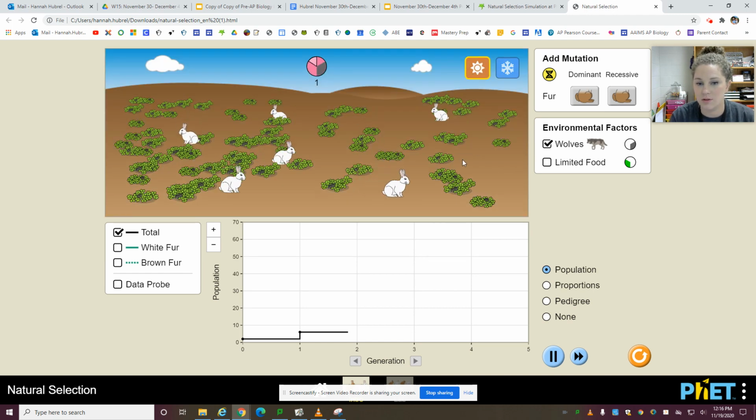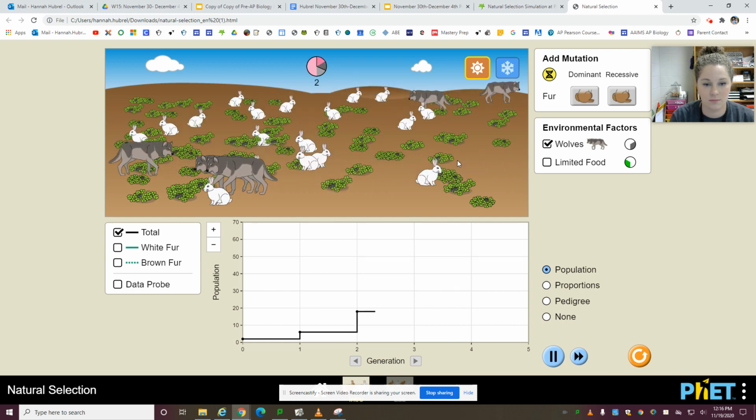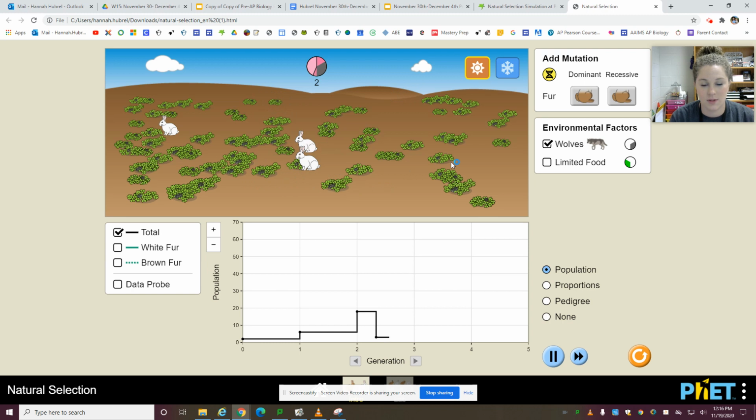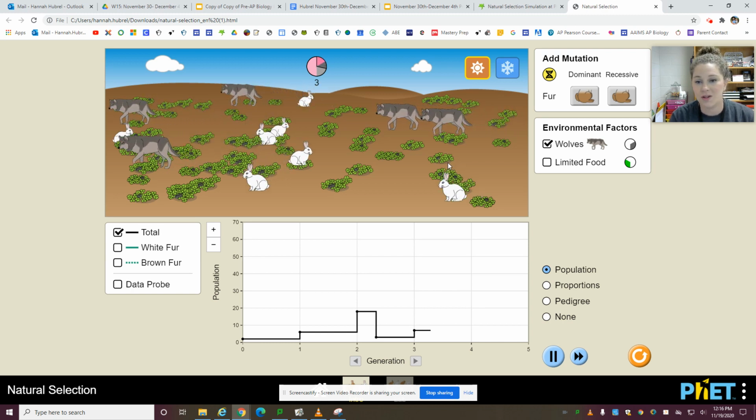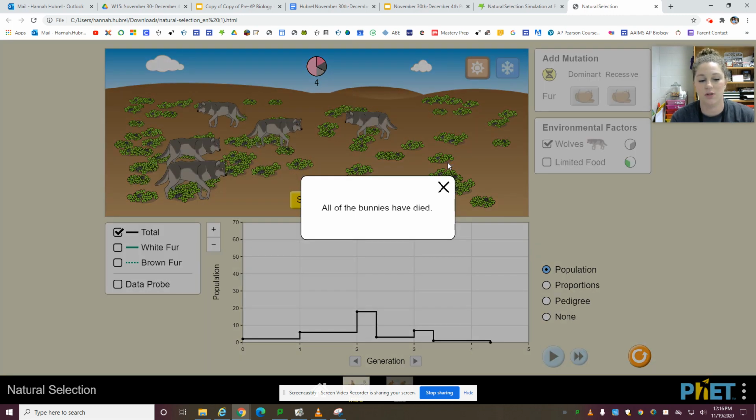Let's add wolves. They ate all of them because they didn't blend in. The color of their fur was not a positive factor. Okay, so what is a genetic mutation? We've talked about this in the past. A genetic mutation is, I killed all the bunnies. Sorry. A genetic mutation is a change in the DNA sequence, making it different than normal.